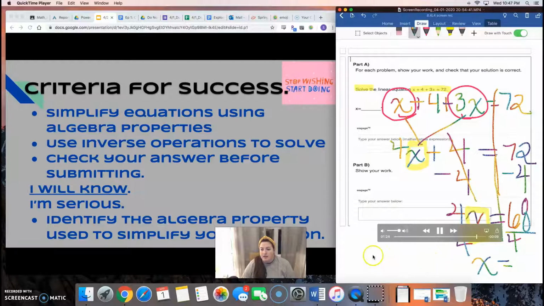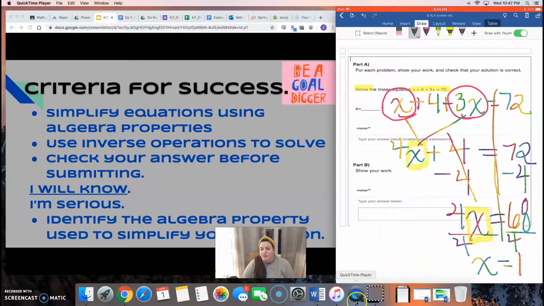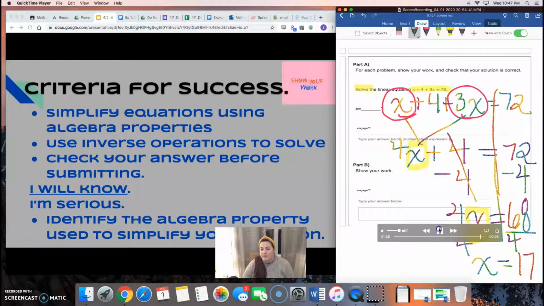And so, to recap all of this work, I first simplified on the left before I started solving. So what we did here is we used the associative property, where we are regrouping things without changing the value. So x plus 3x is the same as 4x.